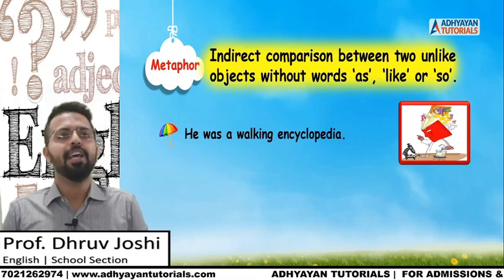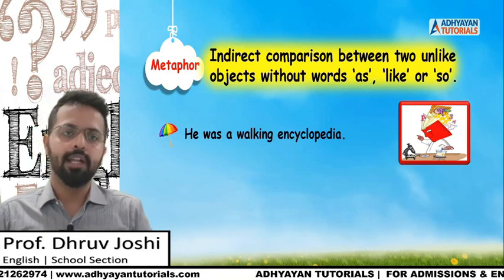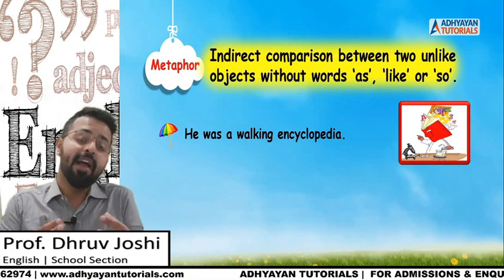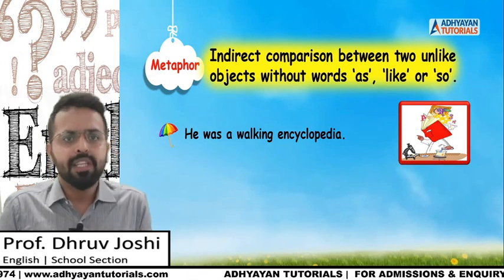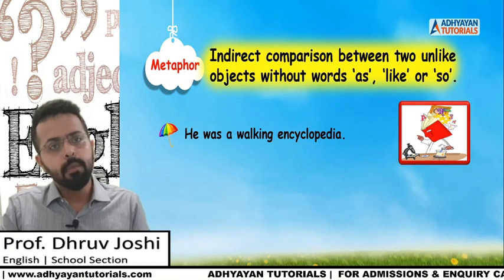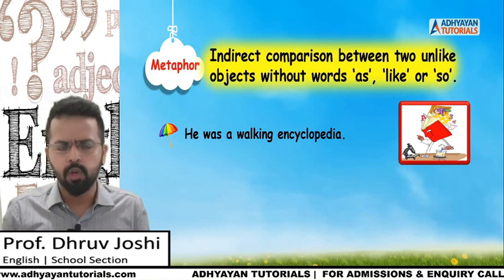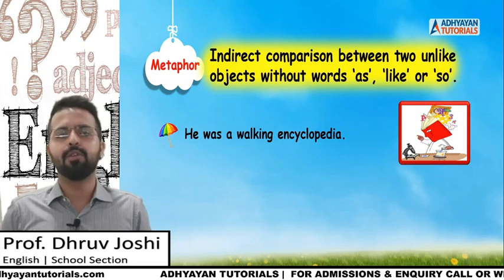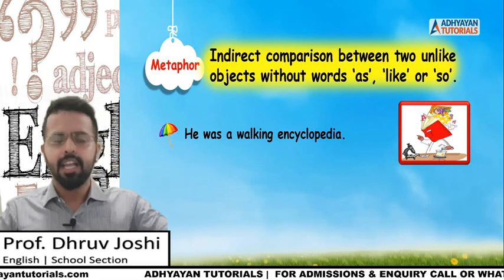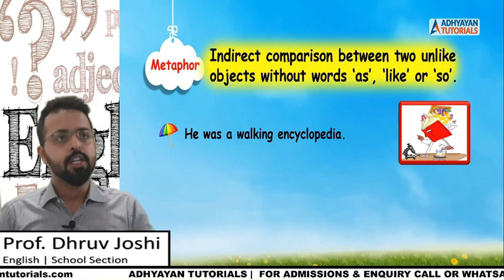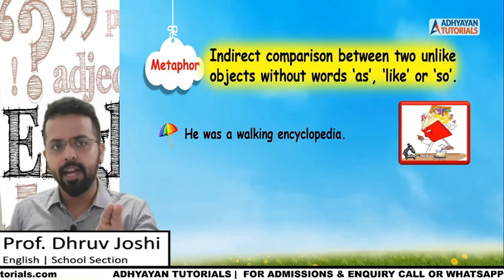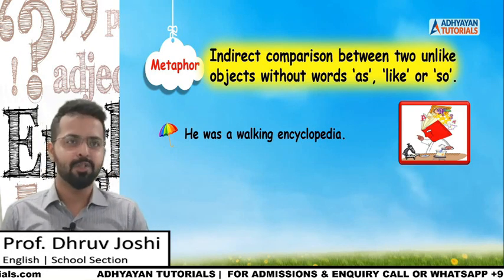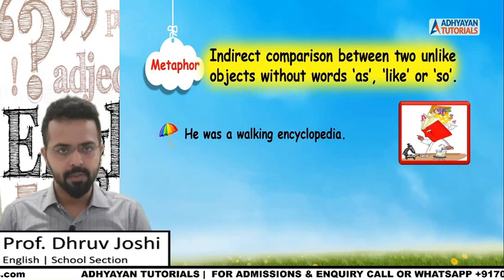So when I say he was a walking encyclopedia, I am comparing this one individual with an encyclopedia. An encyclopedia is a book which has profound knowledge, a lot of information in it. So when I call a person a walking encyclopedia, I'm trying to say that he is extremely intelligent. He has a lot of information. So here, if you see, the comparison is being made, but we are not using words like as, like, or so. And that is why this is metaphor.